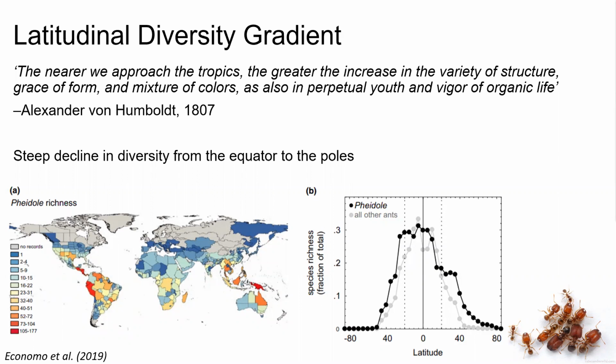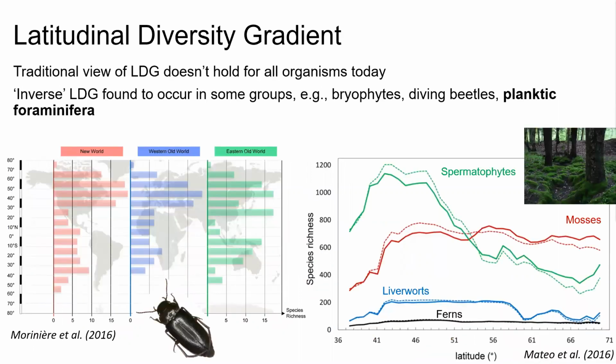The figures on this slide are from a study by Economo and others, where they found that the LDG for ants is quite strong. Diversity drops significantly at latitudes higher than about 20 degrees north and south for this ant group. However, the LDG doesn't hold for all organisms today. For example, some European bryophytes and carnivorous diving beetles obtain their highest diversity between 40 to 50 degrees north latitude.